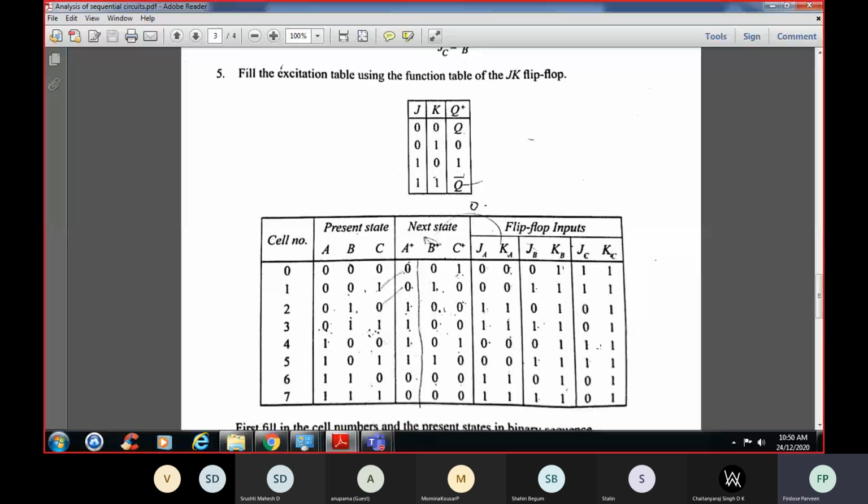So 1 1 means it will toggle. For toggling, you have to see the previous state. If it is 0, it will be 1. If it is 1, it will be 0. So now what sequence have we got? You have to write the sequence, that is the state diagram.